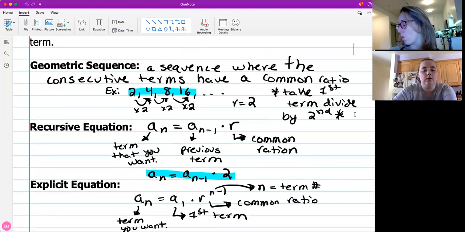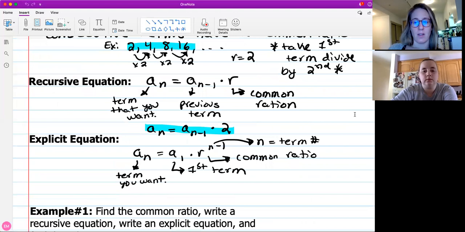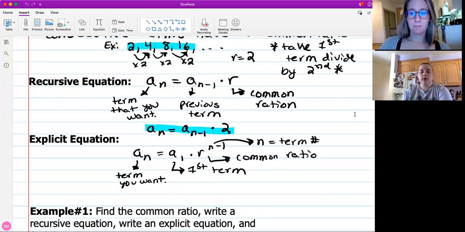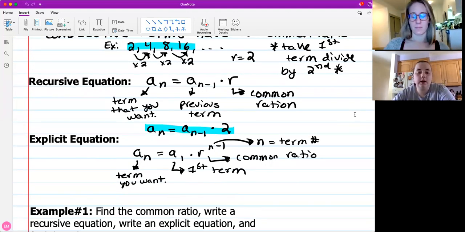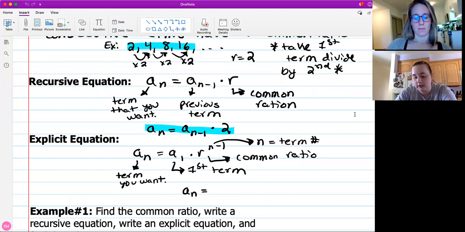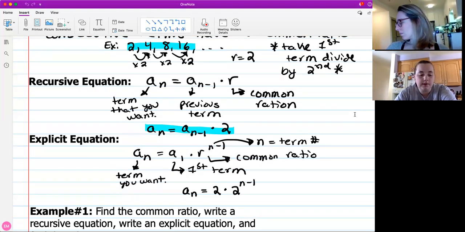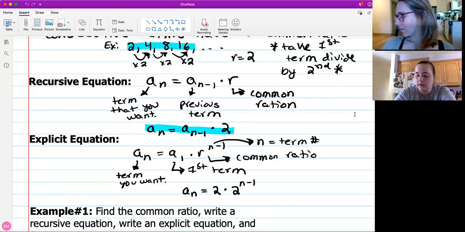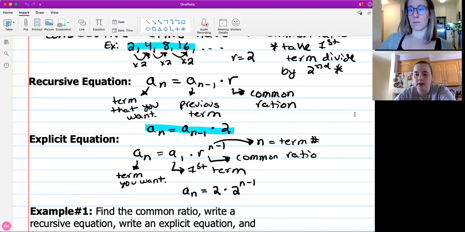Okay, so again, oh, I went off the page. Sorry, guys. Okay, so again, from the equation above, the highlighted blue sequence, our equation would be a_n, and then our first term is 2, so that would go right here, times the common ratio, which again is 2, and then n minus 1 is our exponent. So again, nothing too crazy.